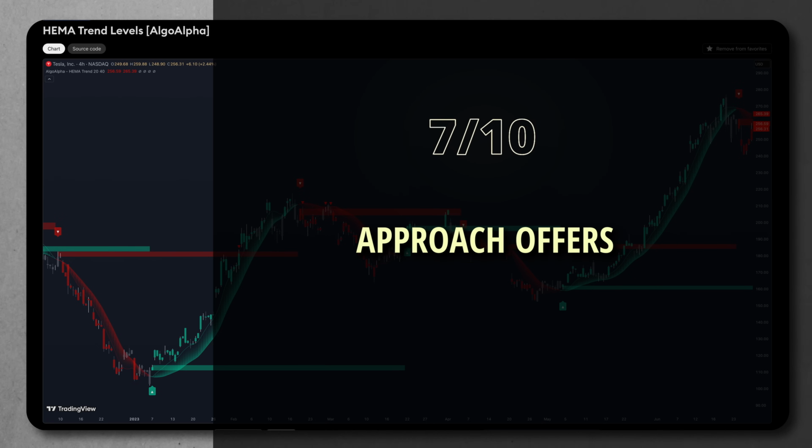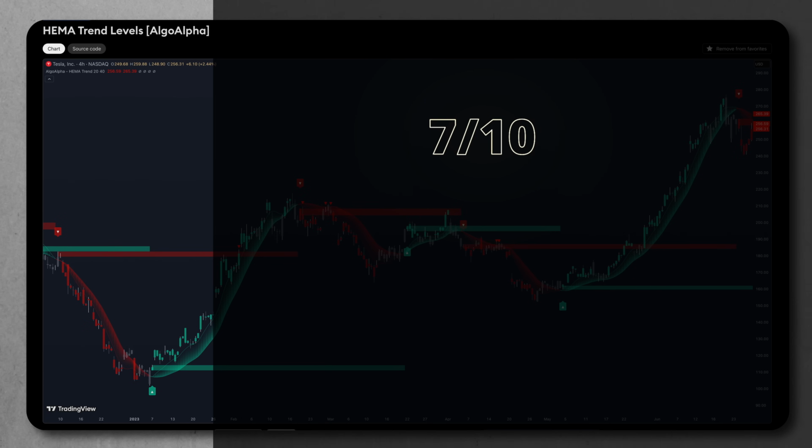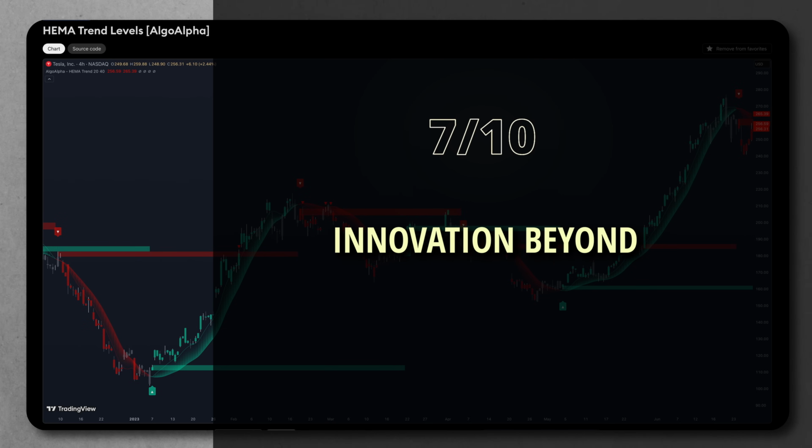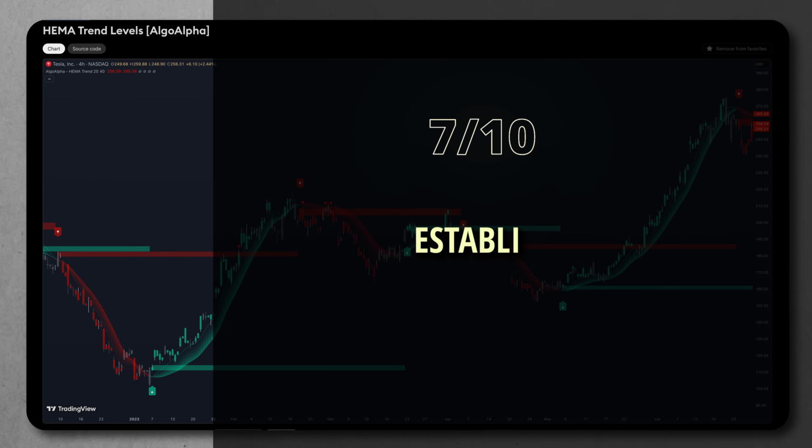While the HEMA approach offers improved responsiveness over standard moving averages, the indicator essentially repackages familiar crossover concepts with modest enhancements. The box-based level system adds practical value, but the overall methodology lacks significant innovation beyond cosmetic improvements to established techniques.